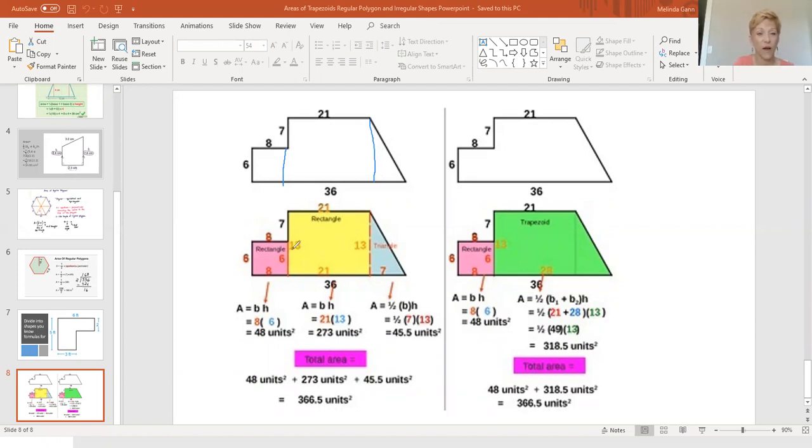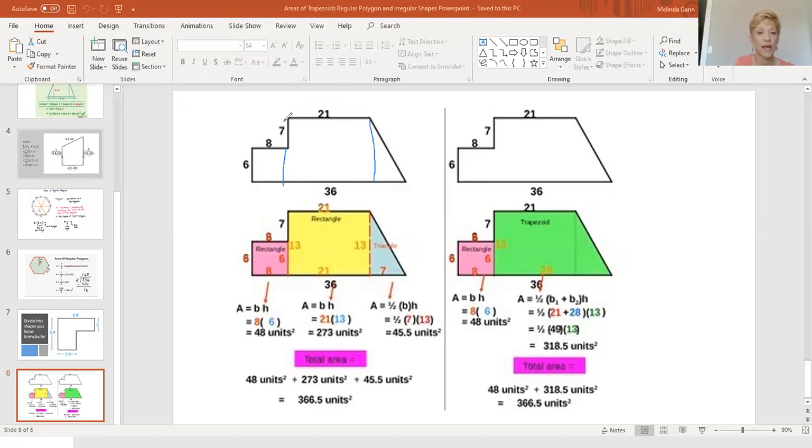So how do you find the area of a rectangle? Well, again, it's either length times width, or remember we said you could use base times height. So this is 6 and this is 8, and 6 times 8 gives me 48 square units. All right, do you see that it's 21 all the way across here? But I need to know how tall it is.